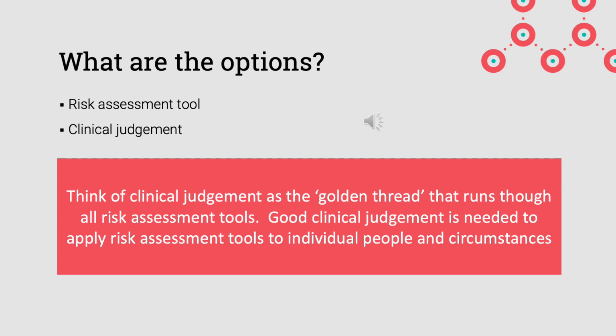So the risk assessment tool is there to guide you, almost like an aide-memoire, but your clinical judgment is key. So if you think of clinical judgment as the golden thread that runs through all your risk assessments, whether it be a pressure ulcer risk assessment or falls or any other assessment tool you might use, good clinical judgment is really important to try and apply that tool to a person. So an individual with their own circumstances, their own needs. So it's really important that you use a combination of both and that you don't just rely on a tool.